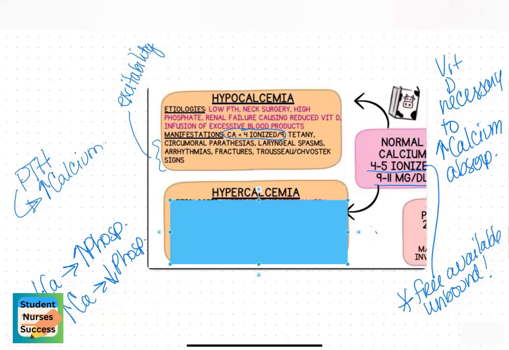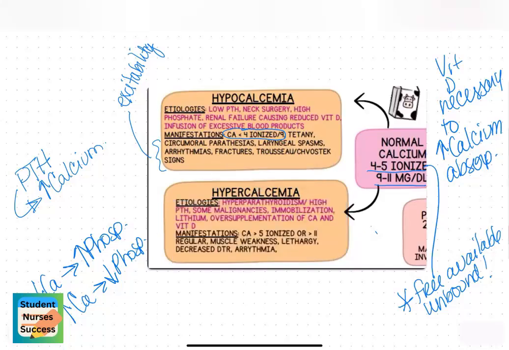Now let's talk about hypercalcemia. High levels of calcium can be caused by hyperparathyroidism or too much parathyroid hormone. Some malignancies can actually release high levels of calcium into the bloodstream. Immobilization or non-weight bearing status, when patients are not bearing weight, can raise their calcium levels.